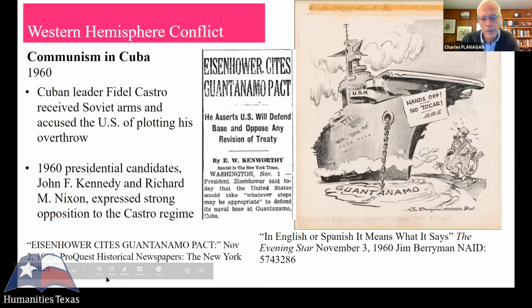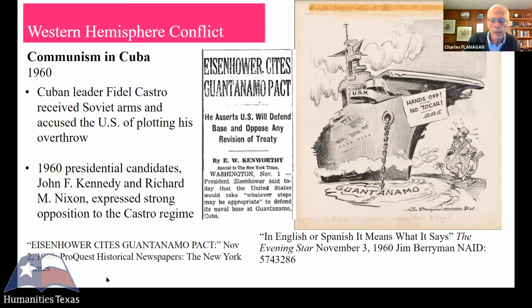Yeah, we worried about communism in Asia. We worried about communism in Europe. 1960, we're worried about communism in the Western Hemisphere, about 100 miles off Florida. And this cartoon by Berryman was published at a time when the newly installed communist leader of Cuba was threatening the U.S. Navy base at Guantanamo, which is on the island.